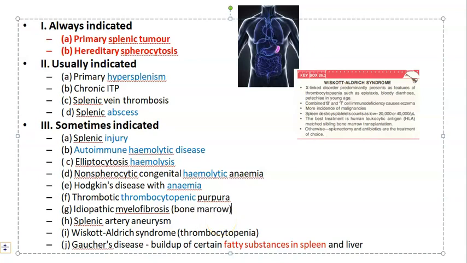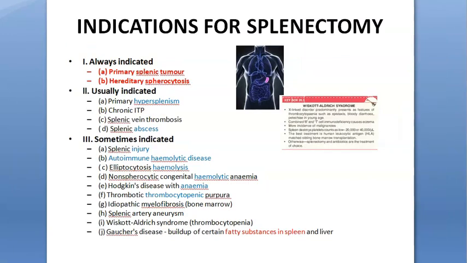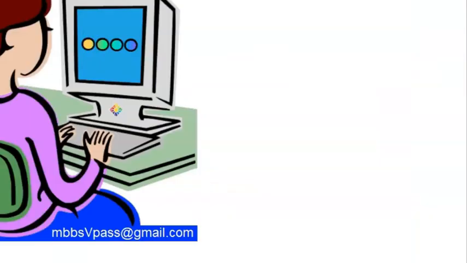Bone marrow has issues, so who is there to produce? If nobody is there to produce, at least stop the destruction. Makes sense. So we have understood the indications of splenectomy. Did you understand? You will be able to write in the exam, right? Here and there, some causes.